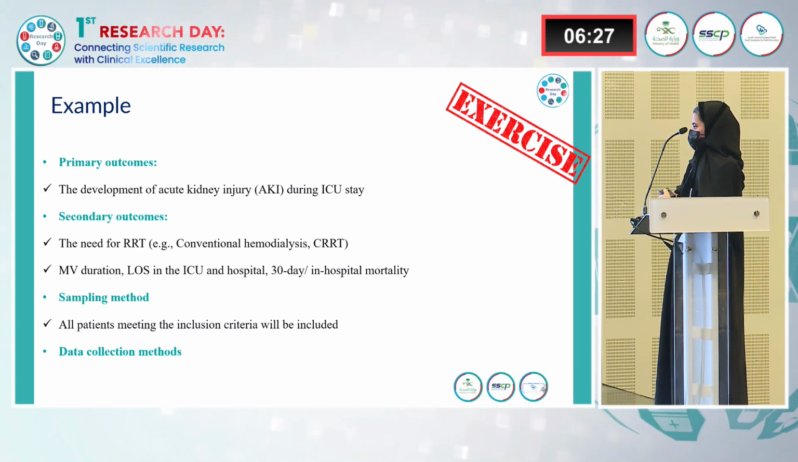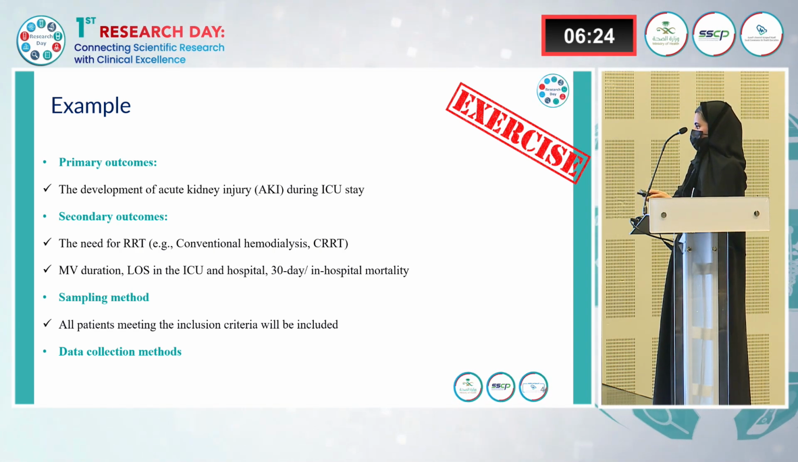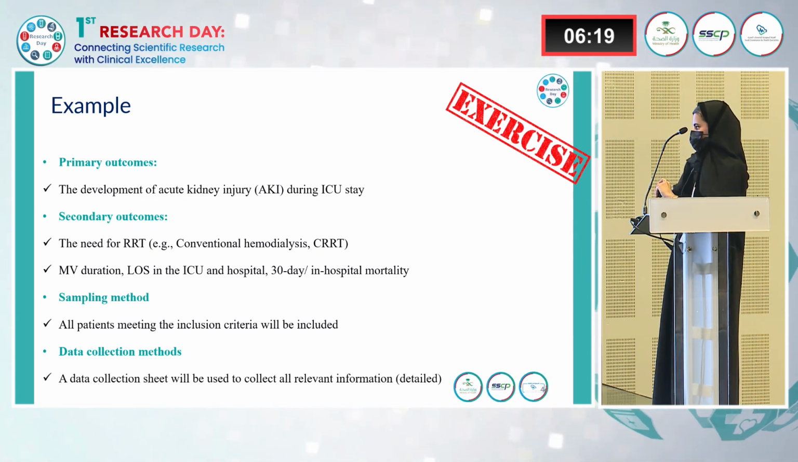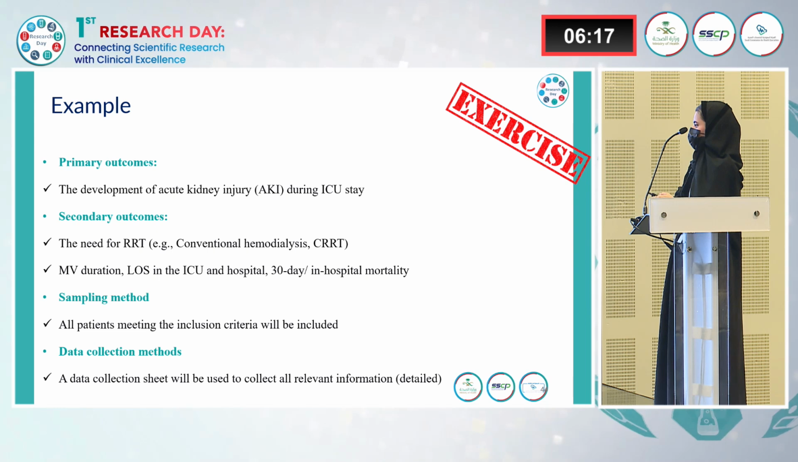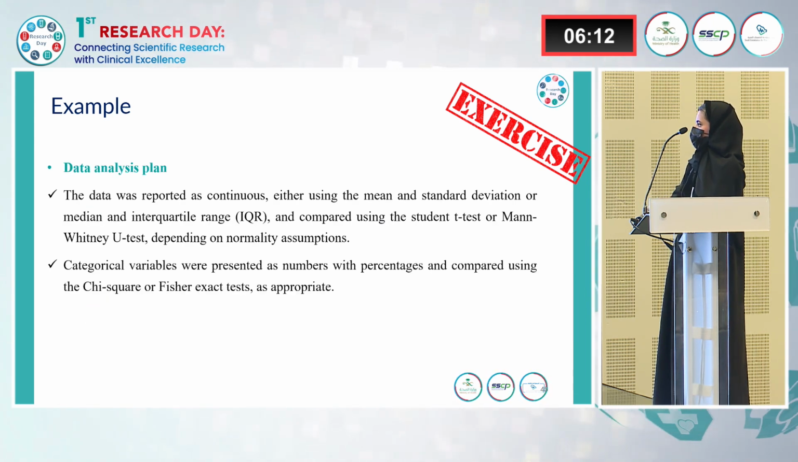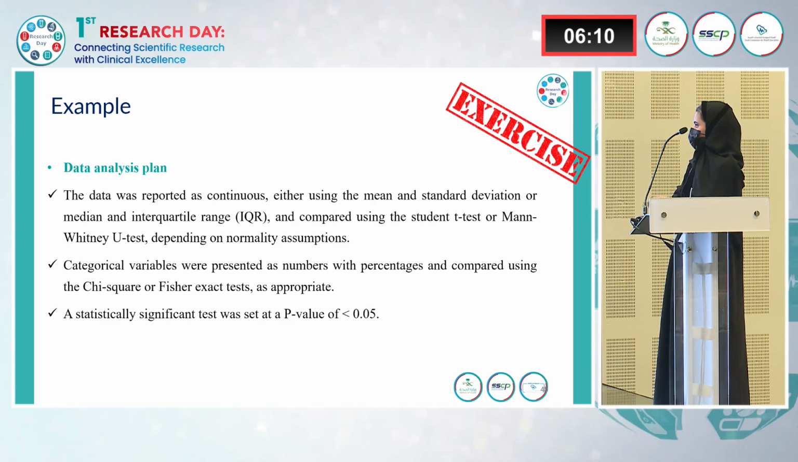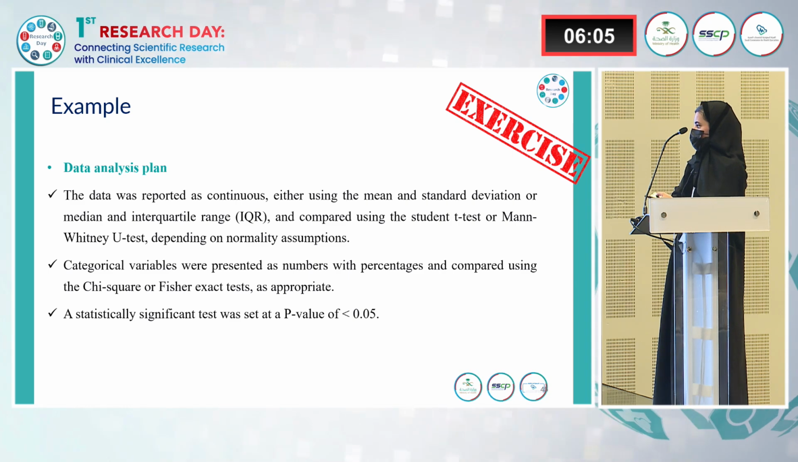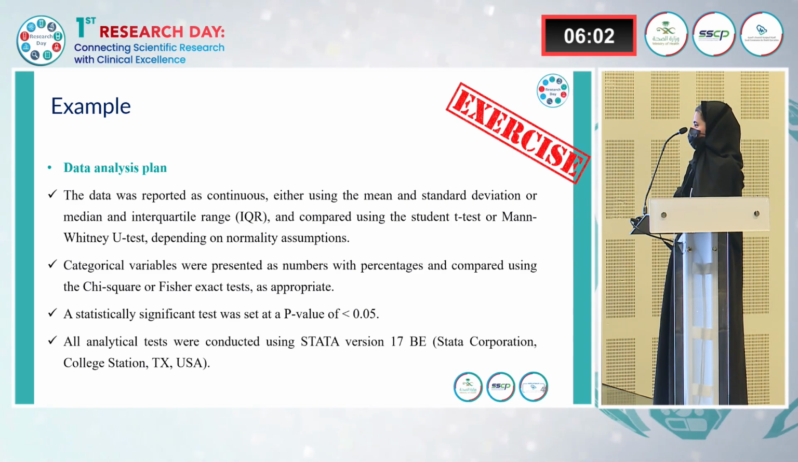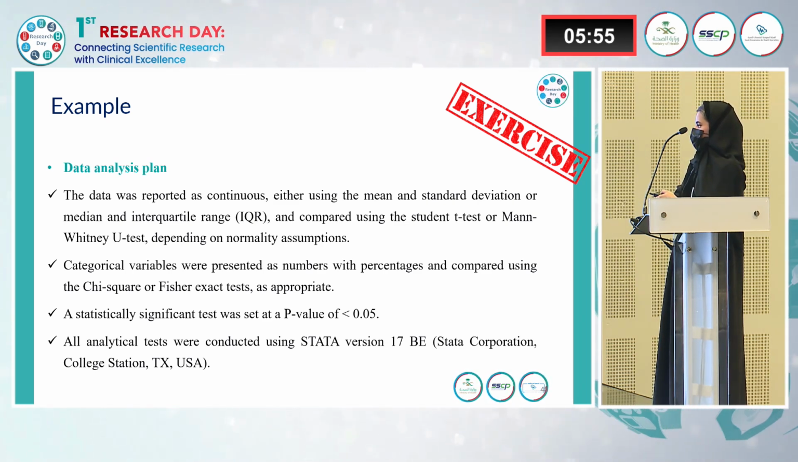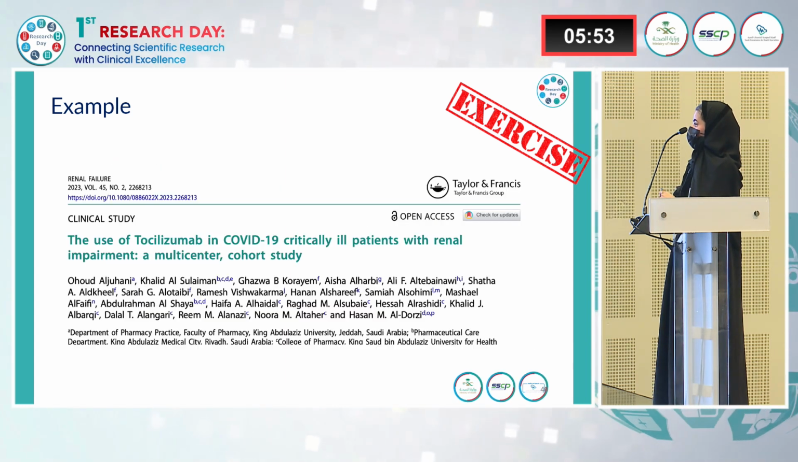As for the sampling method, we chose convenience sampling. All patients meeting the inclusion criteria will be included. For the data collection method, a data collection sheet is used to collect all relevant information. As for the data analysis plan, we added a specific plan for continuous variables and categorical variables, and we set the significance level at less than 0.05. And you should specify which statistical software you will use. So we added Stata as the statistical software that will be used.